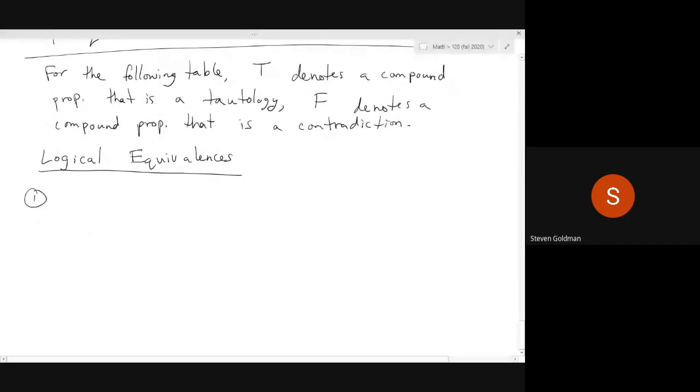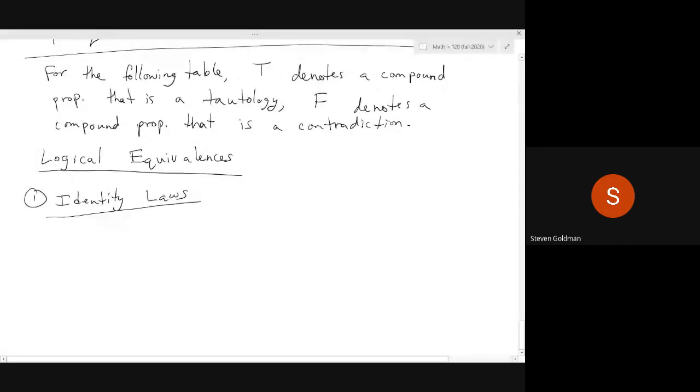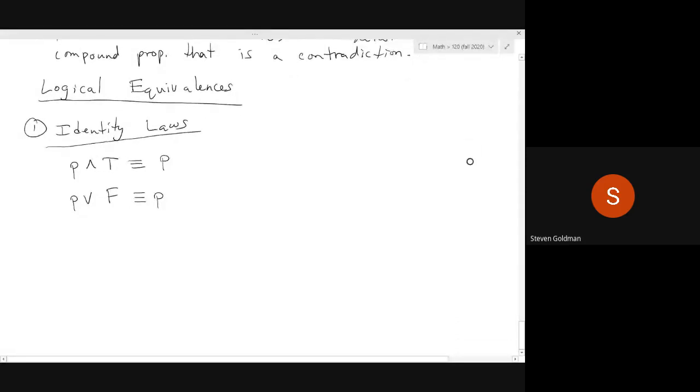All right. So the first pair of logical equivalences are called the identity laws. There's two of them. First of all, P and T. The conjunction of any proposition P with a tautology will be logically equivalent to P. P and T will be true whenever P is true, and vice versa, and P and T will be false whenever P is false, and vice versa. The second identity law, the disjunction P or F, is logically equivalent to P.